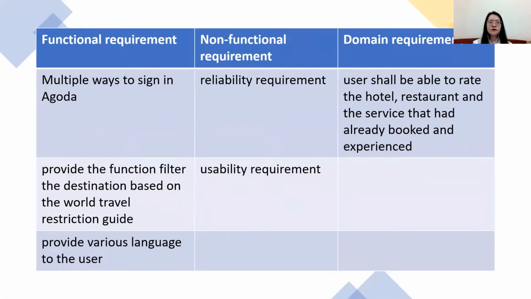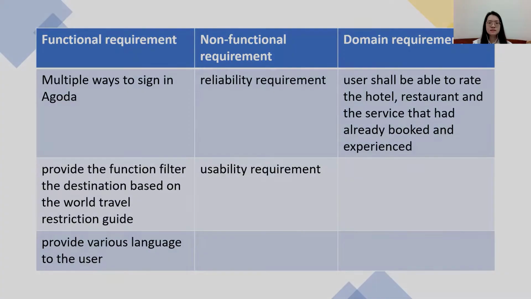The functional requirements used in the Agoda system are multiple ways to sign in to Agoda, a function to filter destinations based on work travel restrictions, a guide, and various languages for the user. The non-functional requirements are reliability requirement and usability requirement. The domain requirement is that the user shall be able to rate the hotel, restaurant, and the service that they have already booked and experienced.